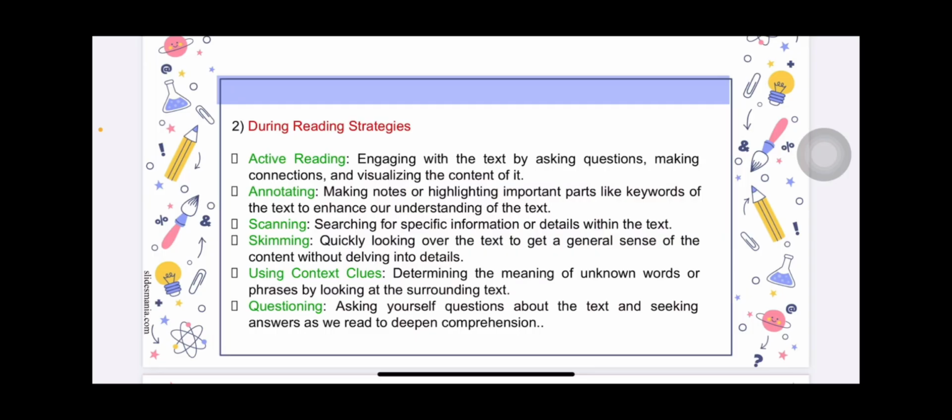Number 4, skimming. Skimming is you read quickly just to catch the main idea. And number 5, using context clues, is you figure out difficult words from the sentences around them. And number 6, questioning. Questioning is you keep asking yourself questions to understand better.